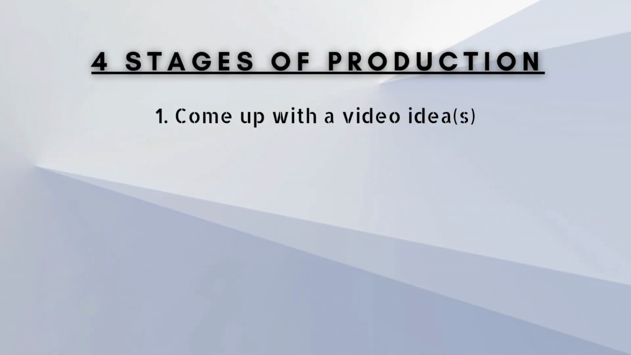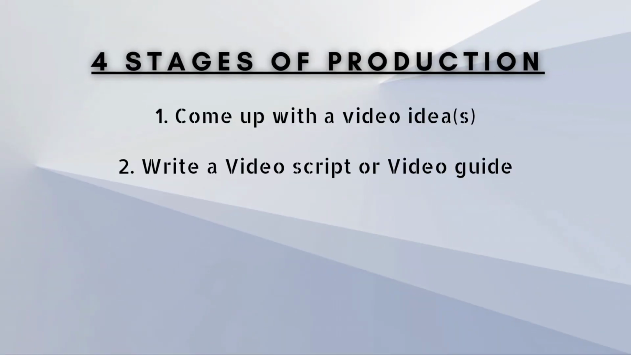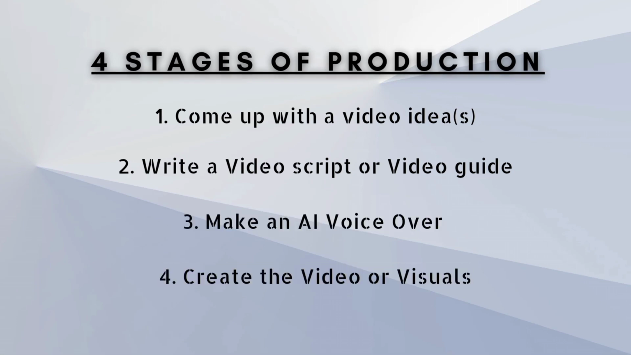Stage 1 is to get a video idea. Stage 2 is to write a video script or guide. Stage 3 is to make an AI voiceover. Stage 4 is to make the video or visuals.